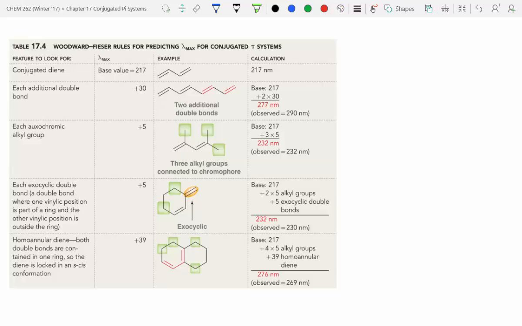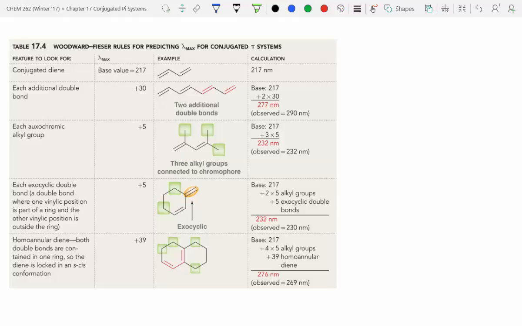More and more, you don't even bother with these rules. You plug it into computational software, and a computer will spit out the best guess for what the color of your compound should be like. However, for a long time, chemists used to rely on these charts for predicting the color of conjugated compounds, if that makes sense. All right.